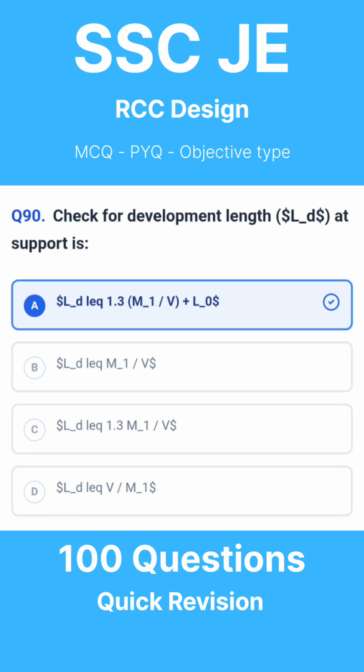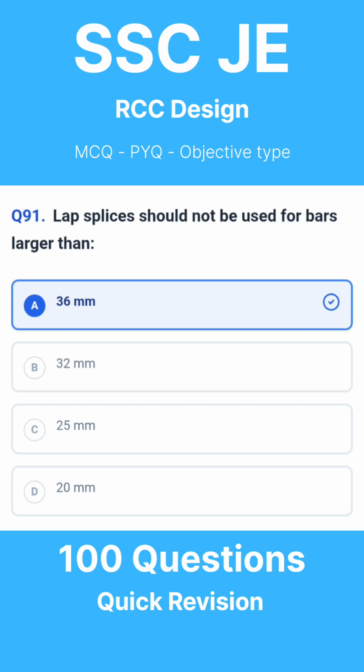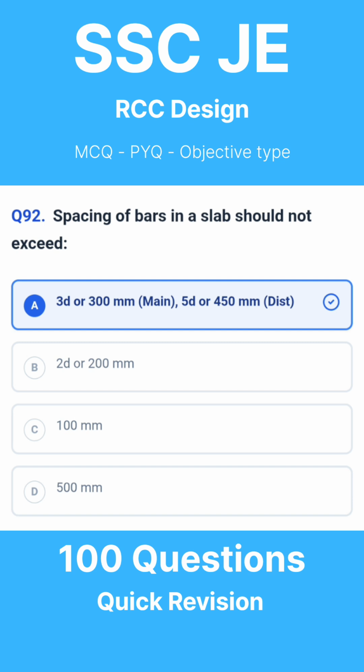Question 90. Check for development length L_D at support is. The correct answer is L_D ≤ 1.3 M1 divided by V plus L_0. Question 91. Lap splices should not be used for bars larger than. The correct answer is 36 millimeters. Question 92. Spacing of bars in a slab should not exceed. The correct answer is 3d or 300 millimeters main, 5d or 450 millimeters distribution.